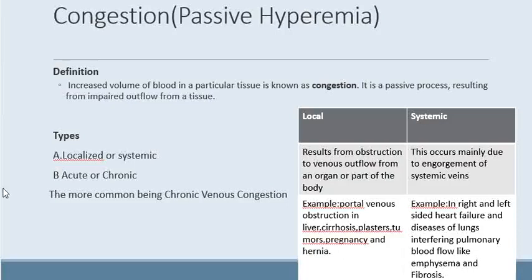Looking at the local and systemic types, the local results from obstruction to venous outflow from an organ or part of the body. Examples: portal venous obstruction in liver cirrhosis, tumors, pregnancy, and hernia. Systemic occurs mainly due to engorgement of systemic veins, for example in right and left-sided heart failure and diseases of lungs interfering with pulmonary blood flow like emphysema and fibrosis.